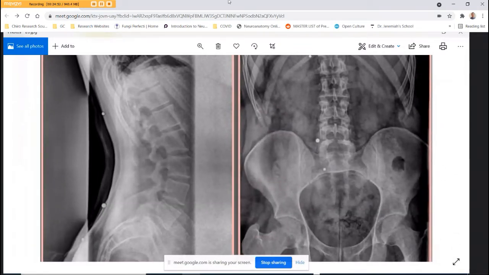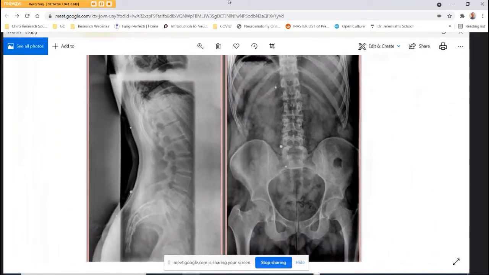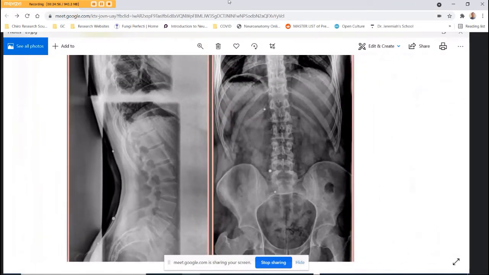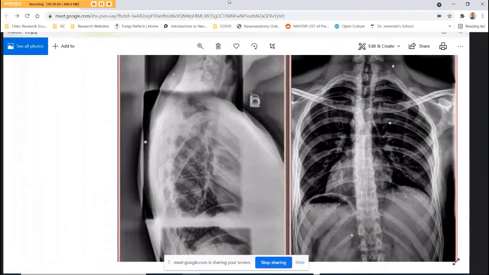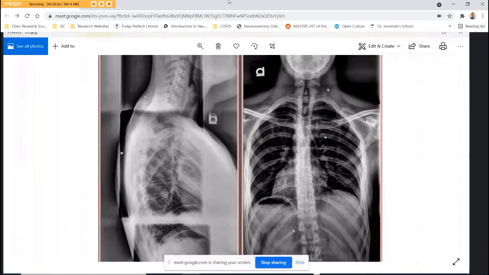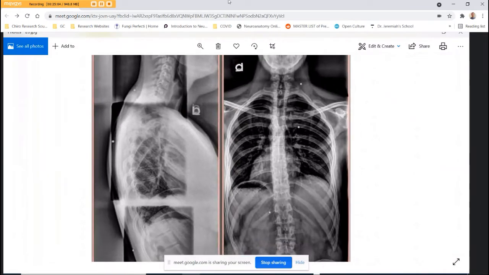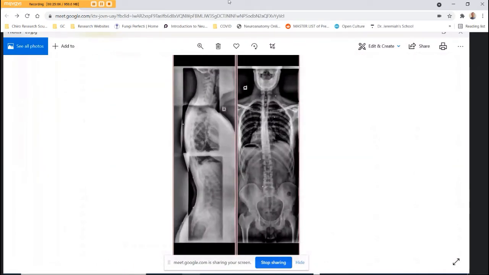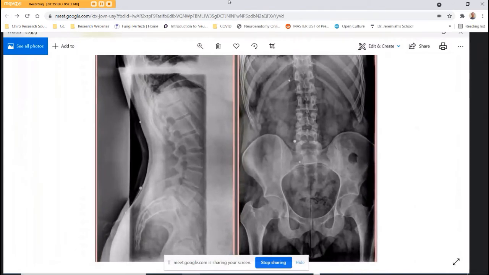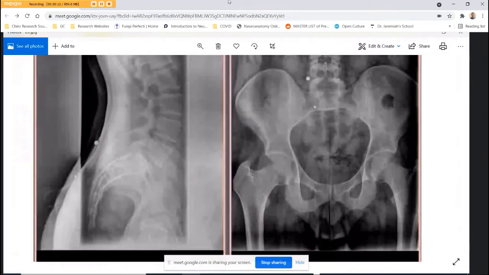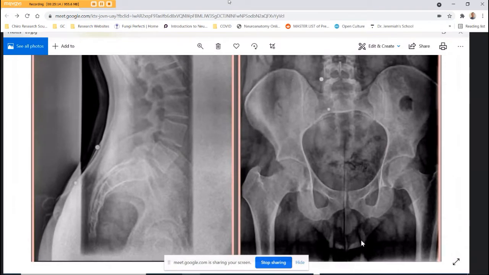So those disc spaces, to me, they look pretty good, don't they? Overall, they're pretty thick. I don't see any degenerative changes much at all. A little bit in the thoracic, but the cervical and lower back look good. So I would say in the late 20s, early 30s maybe. And then on the AP, on the pelvis, we can see by the shape of the pubic area that that's a male.